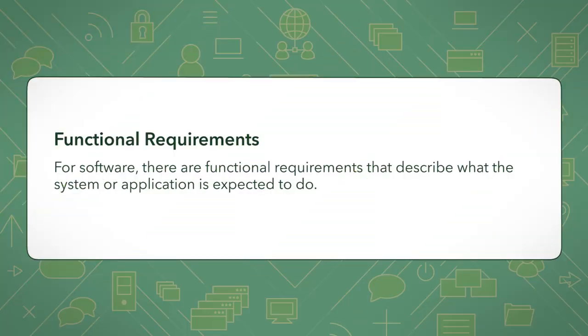For software, there are functional requirements that describe what the system or application is expected to do. For example, a media app has a functional requirement of being able to download a full-length movie. Naturally, a software design needs to outline a solution to meet such requirements correctly. So, a key quality to satisfy is simply correctness.